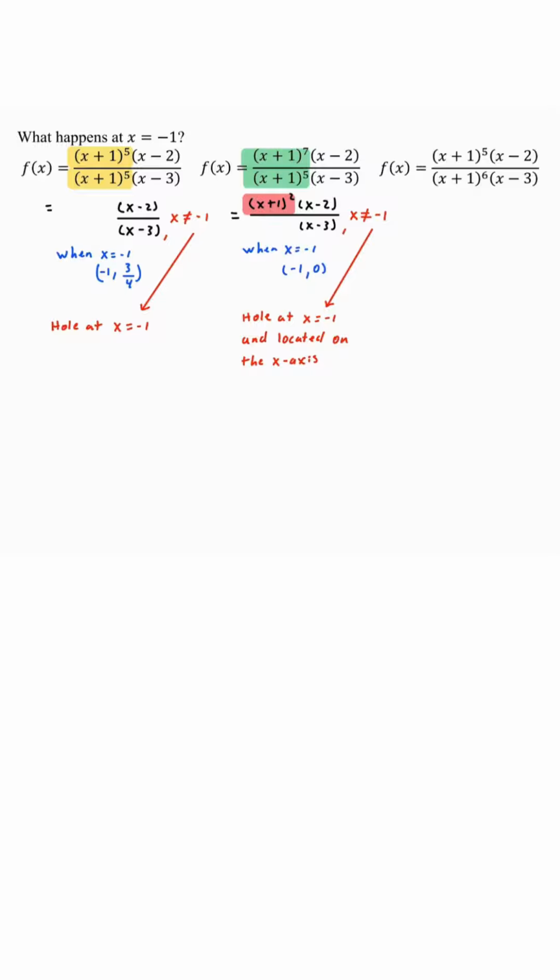If you look at the last example, there's 5 copies of x plus 1 in the numerator and 6 copies of x plus 1 in the denominator. The denominator has more copies. Simplify this, you get the numerator x minus 2 divided by the denominator (x plus 1) times (x minus 3).